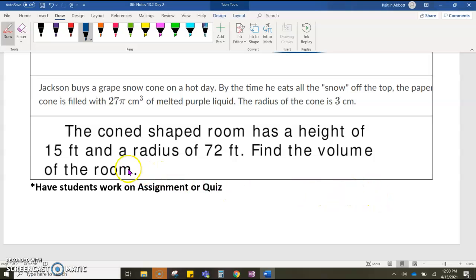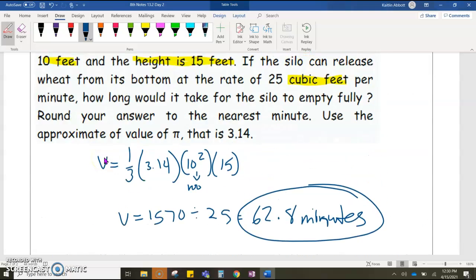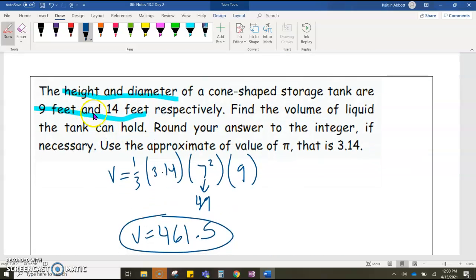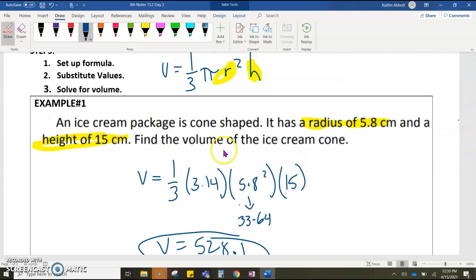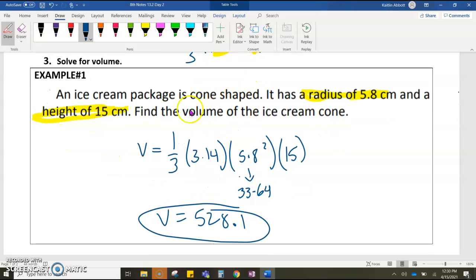All right, so most of our questions are probably going to be like this one, where they just give you the radius and height, or the diameter and height in a word problem, and you have to solve it.